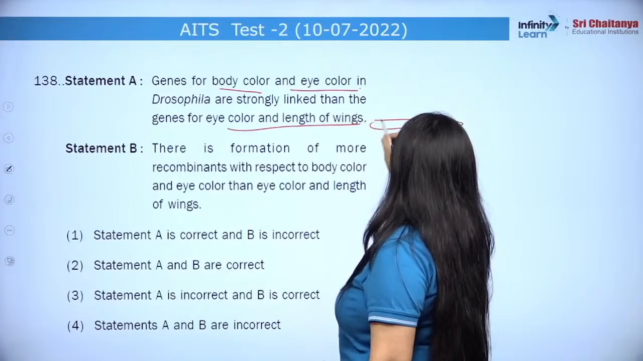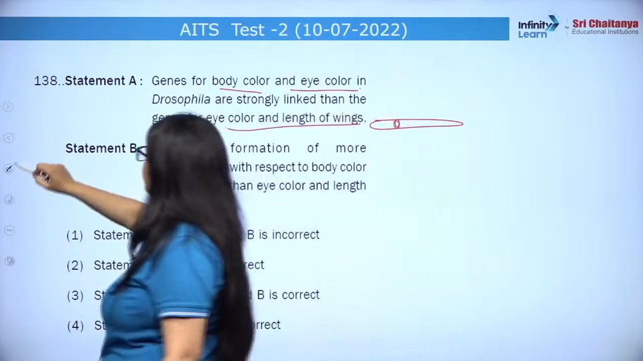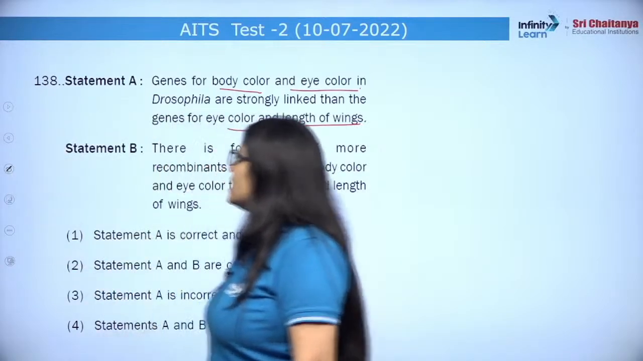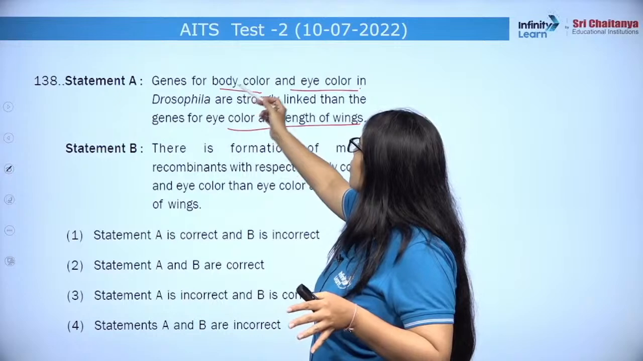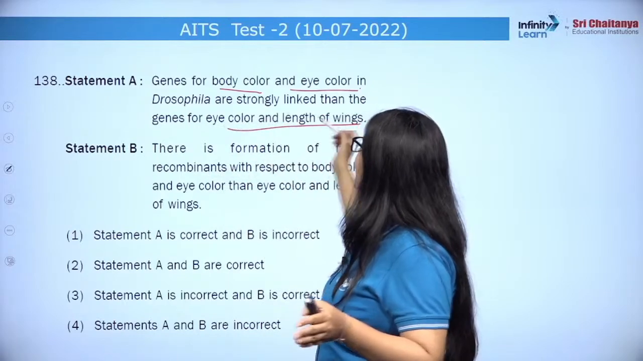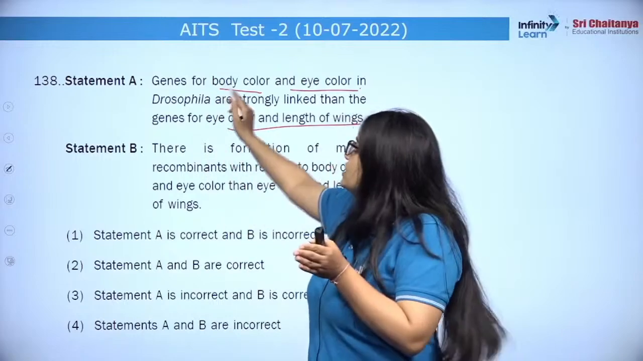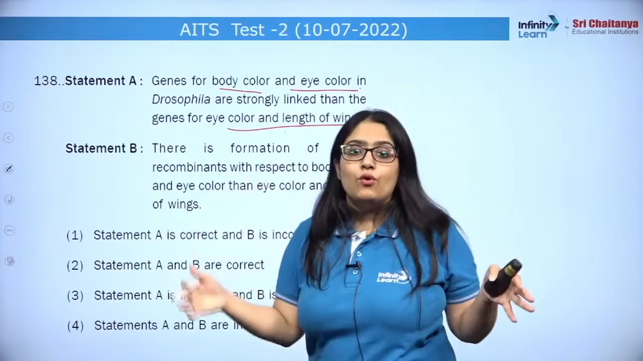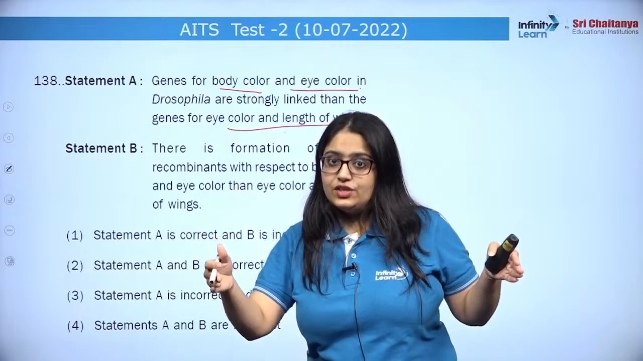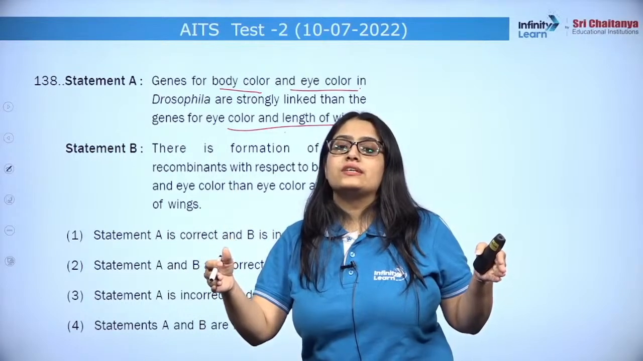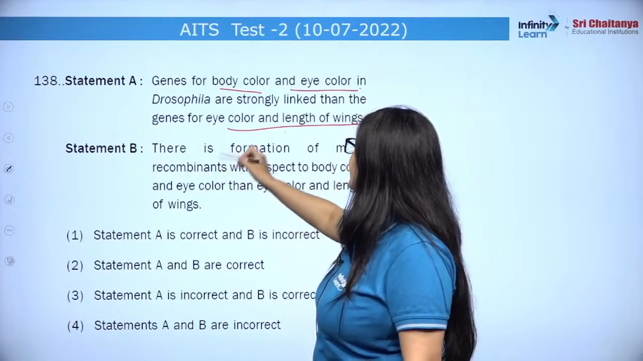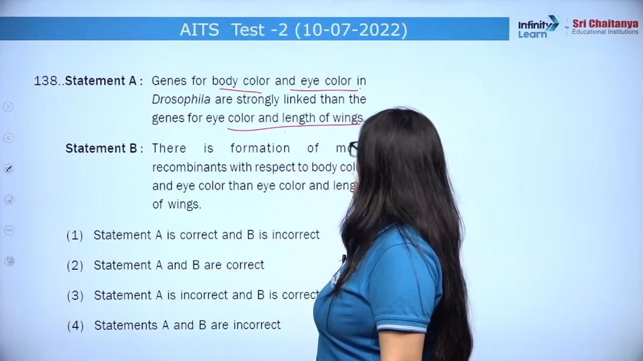That's true, my dear students. If I talk about the positions, what will you realize? The distance at which the genes of body color and eye color are placed is less in comparison to the distance where the genes of eye color and length of the wings are present. So distance between these two genes is less, distance between these two genes is more, and you know when distance is less, linkage is more, recombination is less. When distance is larger, linkage is weak, recombination is easier to happen, right? So there is formation of more recombinants with respect to the body color and eye color.